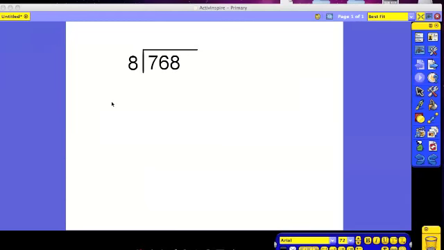Hello, Year 5. As promised, here's a quick run-through for you on long division. Some of us were able to figure this out today. Some of us not so much so, but that's okay. We're going to get a couple more cracks at this.